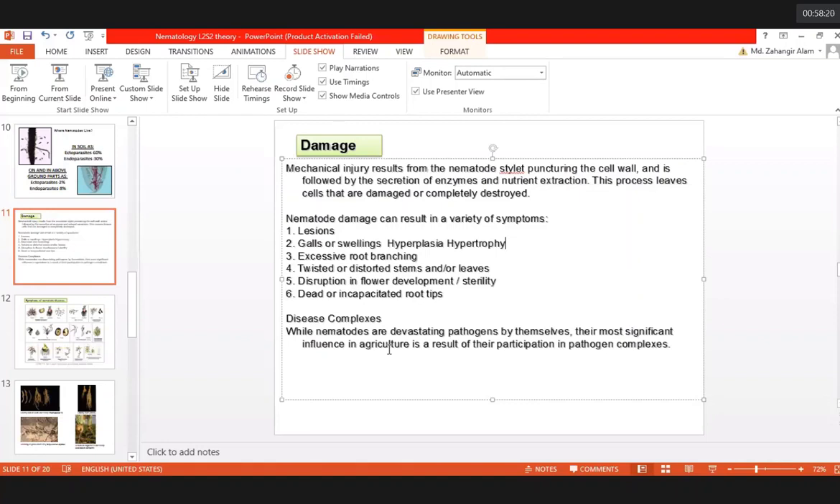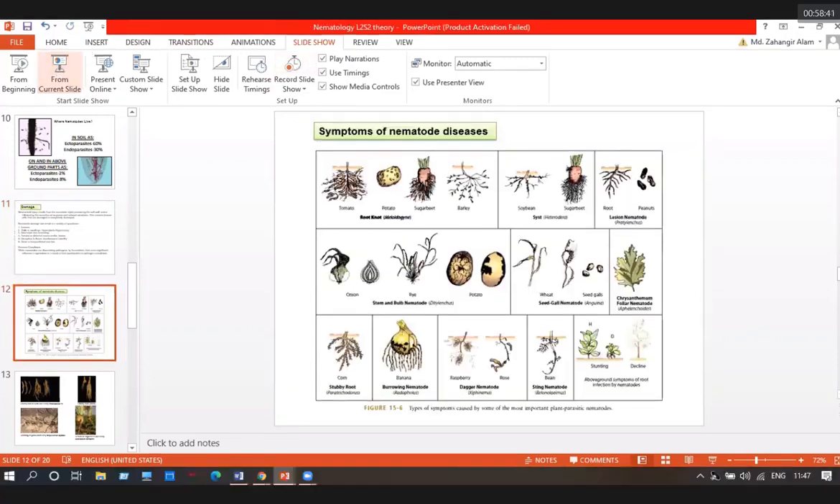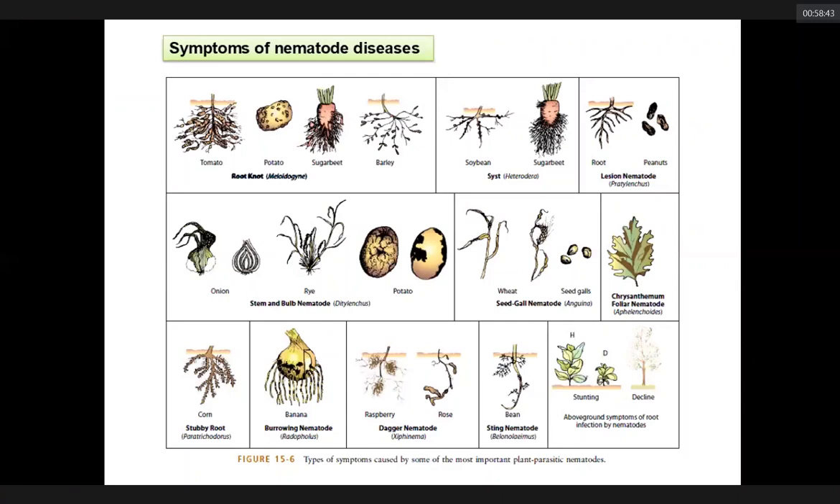So that plant will be exposed to all groups of pathogens: fungi, bacteria, virus, and nematode. And within a single day or within 2 to 3 days, those plants will be dead, for example. And you can see the pictorial view here. How does the plant look once the plant is attacked by nematode? Can you see the different pictorial views of different plants attacked by different groups of plant parasitic nematode?